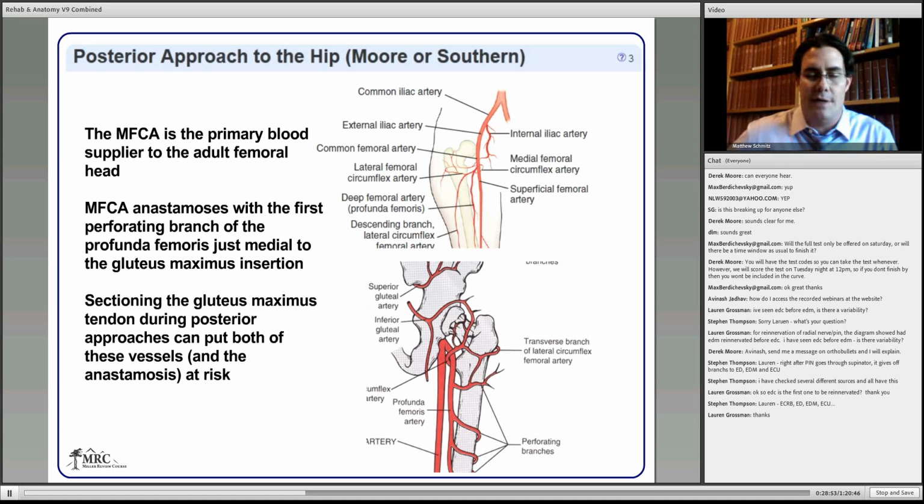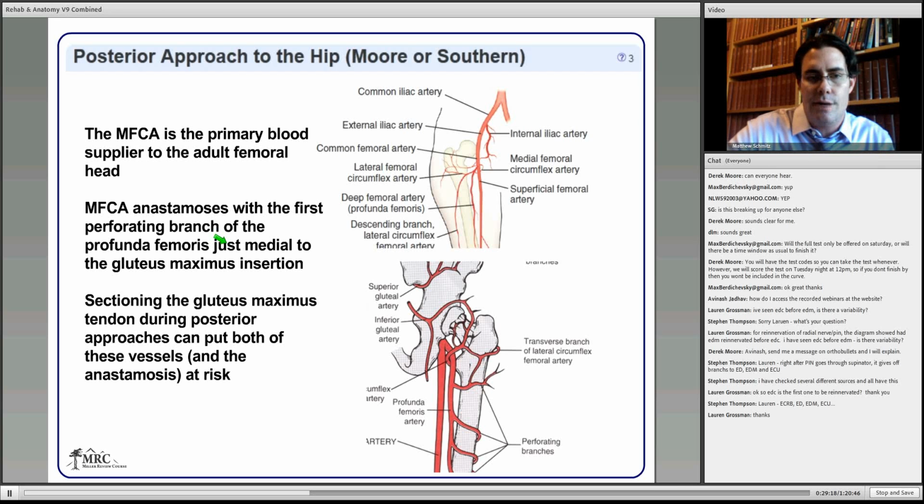I think this is a very difficult subject to wrap your mind around, because it represents a 3-dimensional analysis, and we're always studying off of 2-dimensional pictures. But if you look at this lower picture, we know that as the MFCA comes off, it's at risk as it runs next to that lesser troch in the front, and that's where we talked about earlier with the iliopsoas tenotomy.